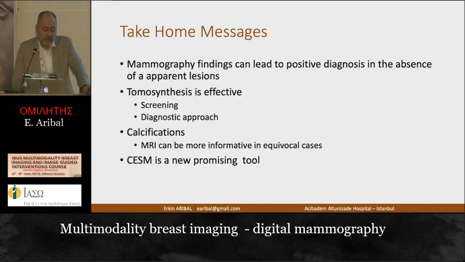So, take-home messages: mammographic findings can lead to a positive diagnosis even in the absence of an apparent lesion, so you should be very careful. Tomosynthesis is very effective in screening and in the diagnostic approach, so we always prefer to do tomosynthesis. And we take synthetic views. We do not take 2D views any more.